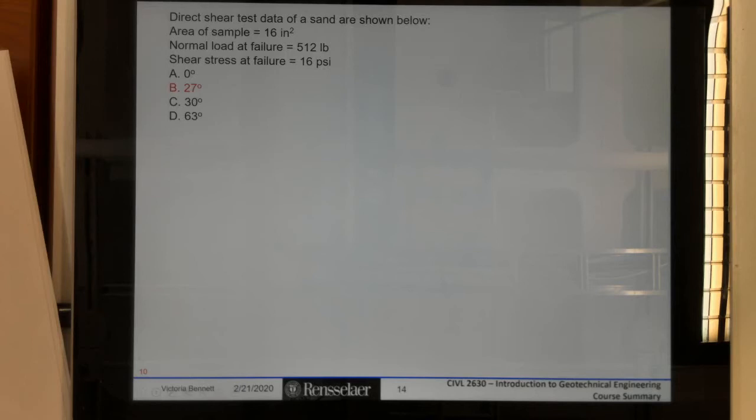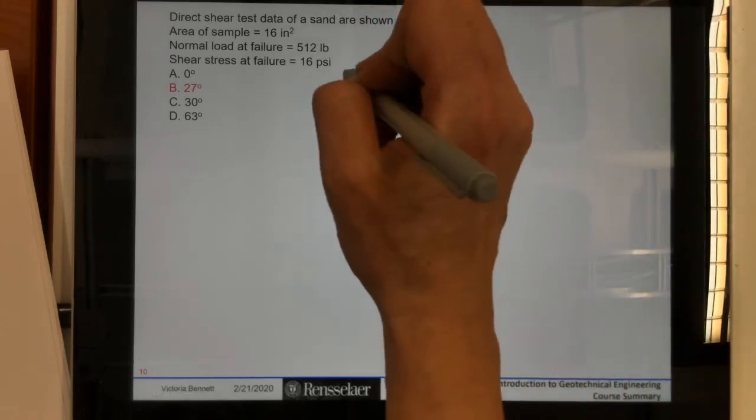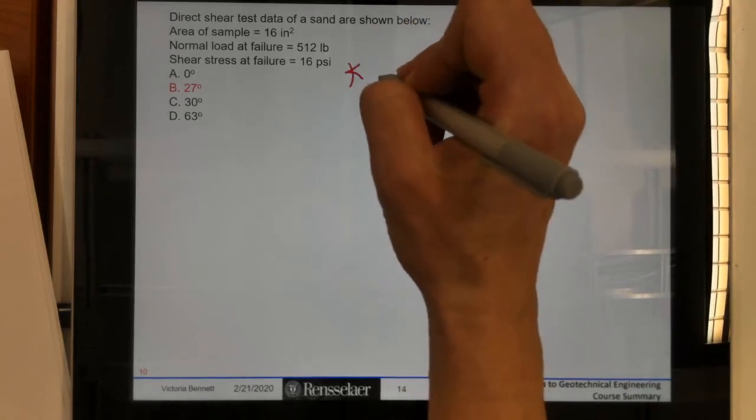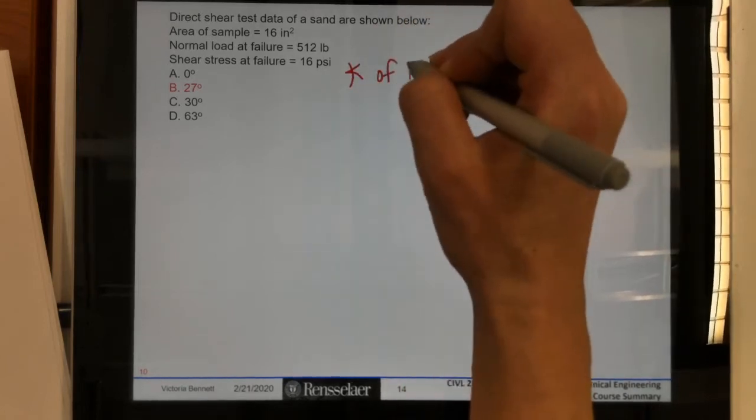Okay, so this is a question where they give you some direct shear test information: the area of the sample, the normal load at failure, the shear stress at failure. I forgot to type it in, but the question is to find the angle of internal friction.